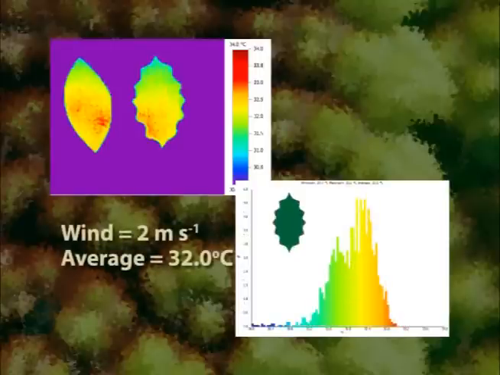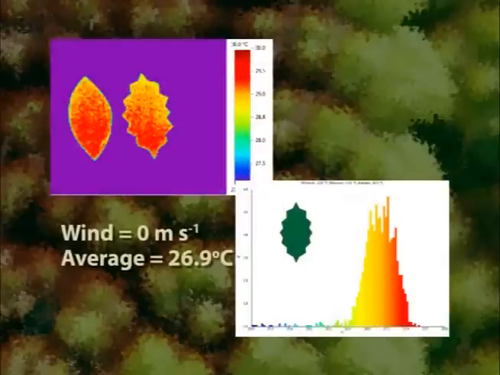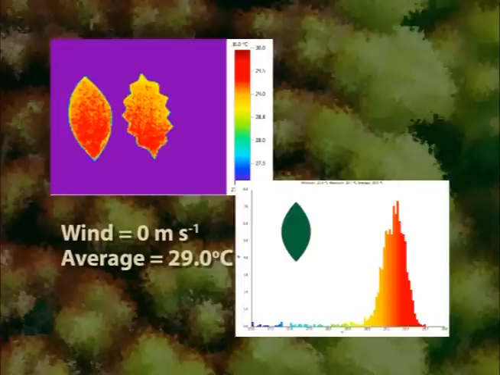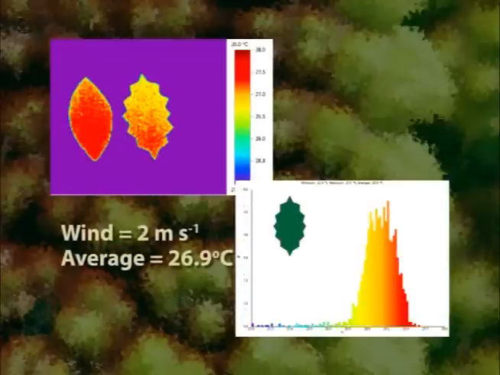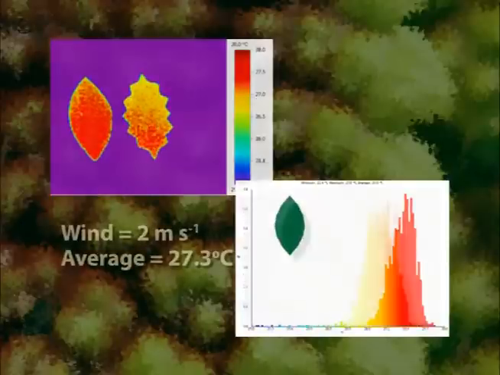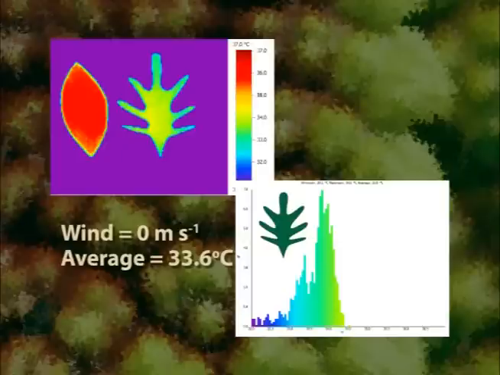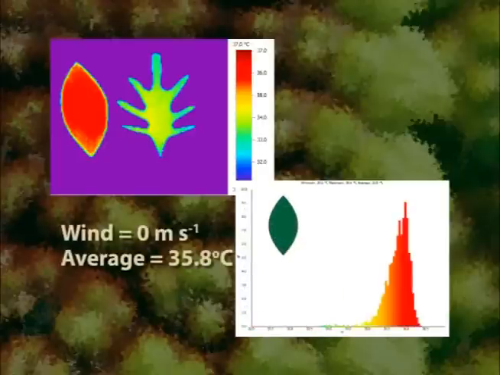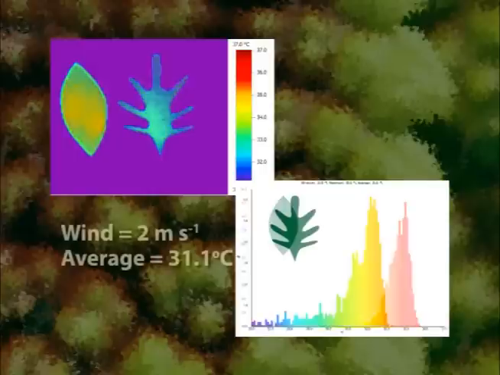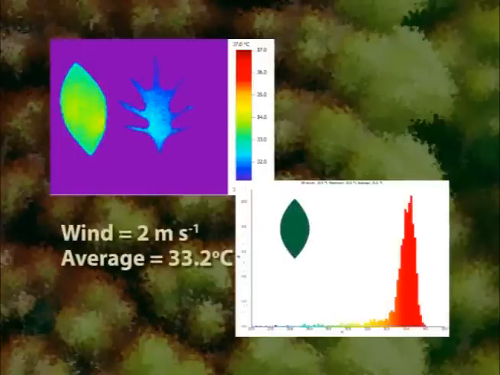How about the leaf with the pointy margin? Same story. The leaf with the complicated shape is slightly cooler than the one with the simple shape, in still air, as is the case here, and when they're exposed to wind. The temperature difference is really dramatic with the lobed model, which is much cooler than the simple leaf, whether the air is still or blowing at 2 meters per second. Let's remind ourselves that each of these leaf models is intercepting the same radiative heating from the lamps.